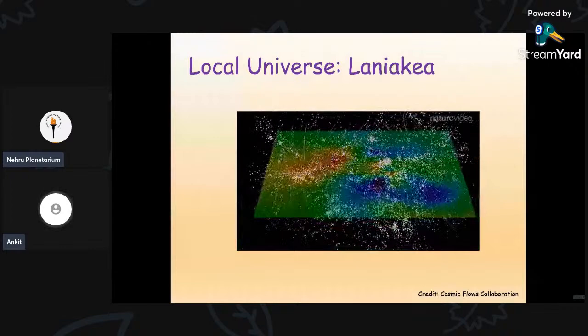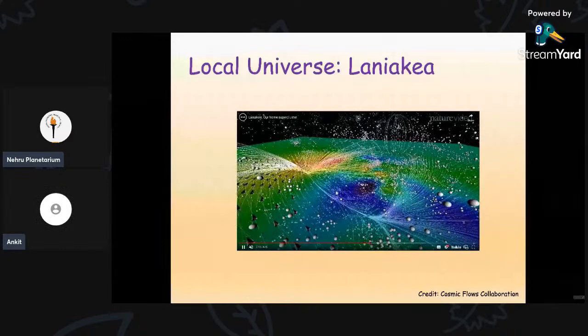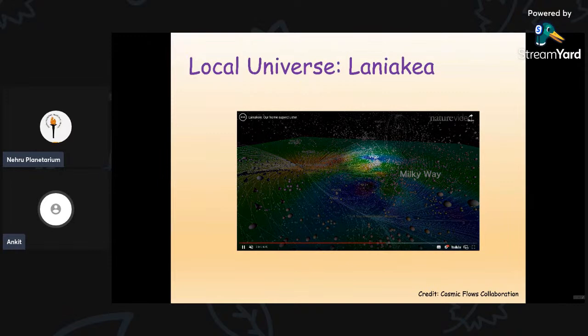As you can see in this YouTube video, courtesy of the Cosmic Flows Collaboration, all of these dots are galaxies, and our Virgo cluster is only a small part of this larger structure called Laniakea. Our Milky Way resides in our Local Group, which is falling inside the Virgo supercluster, but then the Virgo cluster is falling inside Laniakea. So in these past years we have gained a greater understanding of our position in the universe, our local universe.